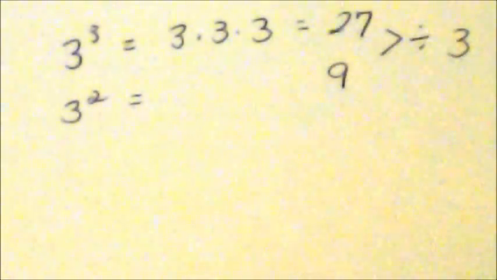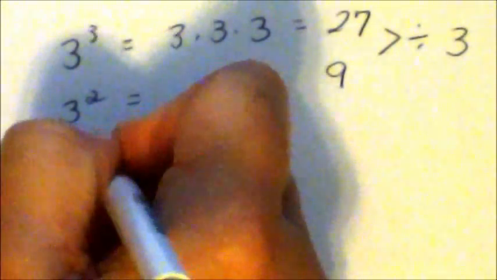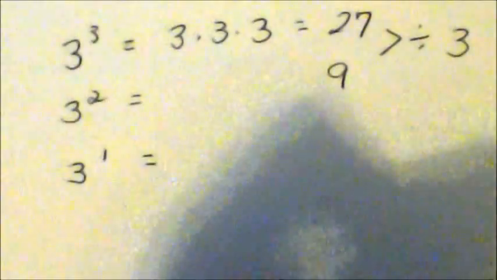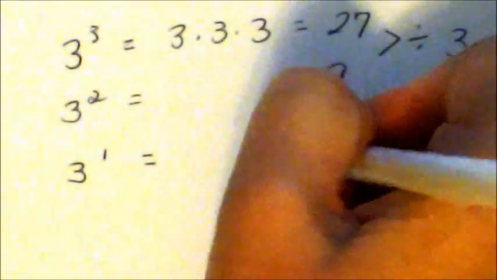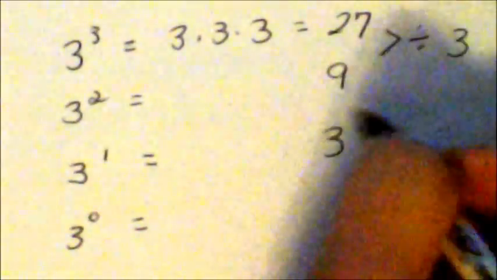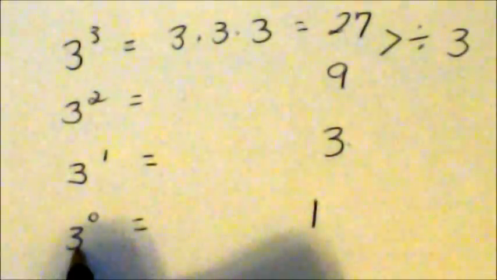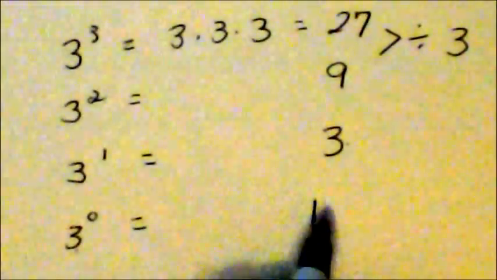Let's keep going down. 3 squared, that's equal to 9. So what are we doing over here? We are dividing by 3. So 3 to the 1st power, if we follow the pattern, would have to be 9 divided by 3, which is 3. Follow the pattern, 3 to the 0 power, 3 divided by 3, still 1. Anything to the 0 power is going to be equal to 1.